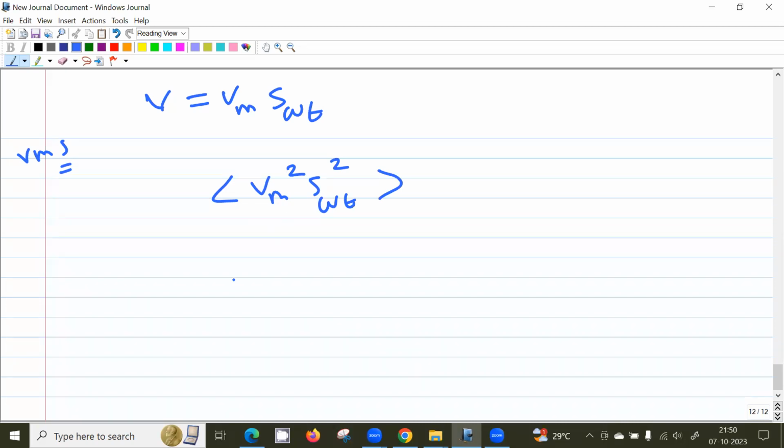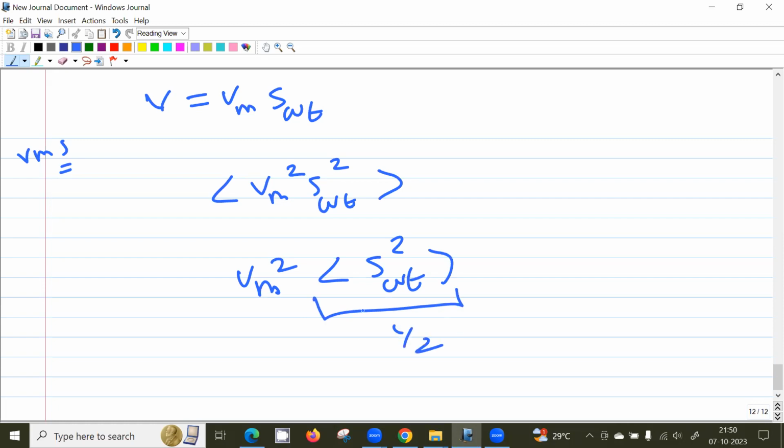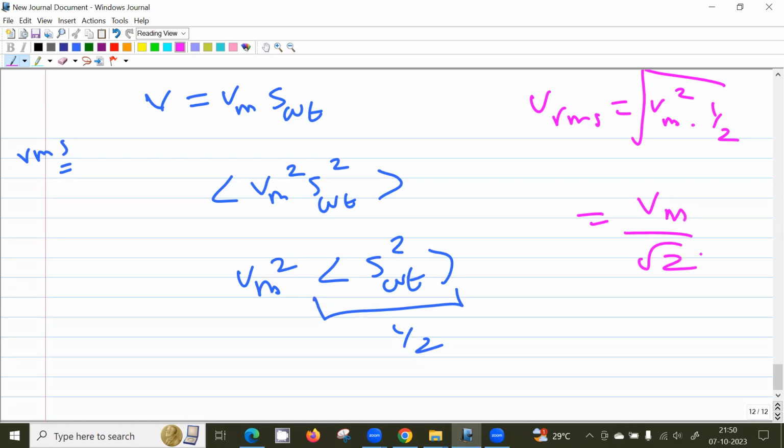Vm is a constant, so Vm square will come out. The average of sine square omega t is half. This is a standard result. Then I take the square root to get the RMS value. So VRMS is the square root of Vm square into 1 by 2. So it is Vm by root 2.